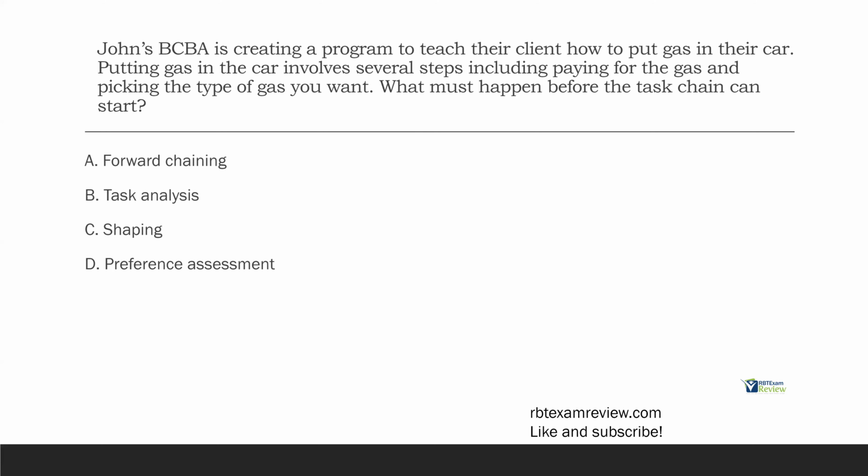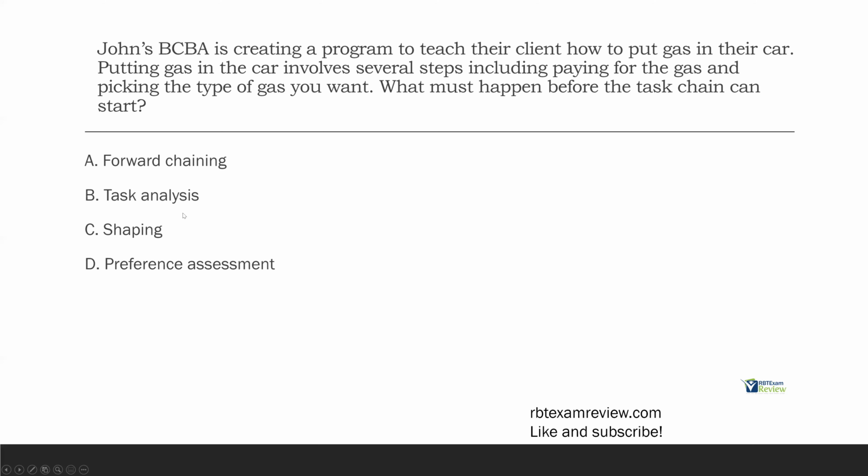There's all these different steps involved with putting gas in your car. And in order to figure out that order, what does John's BCBA need to do? Does he need to forward chain? Remember, forward chaining isn't designing the chain. Forward chaining is a procedure we're using to teach the chain. We're not there yet. We're worried about what happens before the task chain can start.